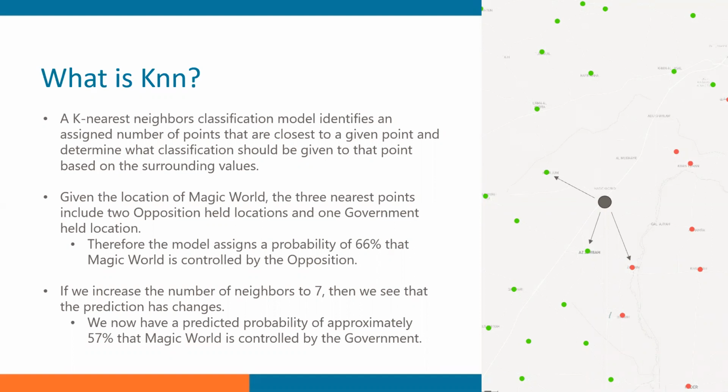However, if we increase those points to 7, we see that the 7 nearest neighbors classification model now suggests that this point has a 57% chance of being controlled by the government instead of opposition. So it gives you an idea of how assigning a different nearest neighbors total can give you a different probability, and it also drives home the point that this doesn't tell us much about who controlled Magic World in reality. The probabilities are really close to 50%.